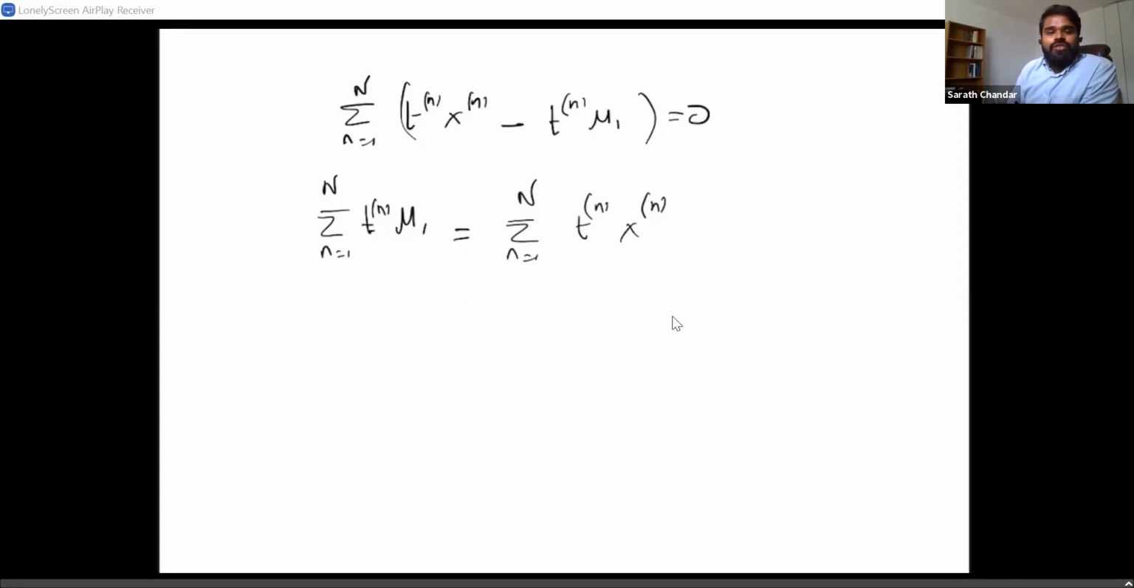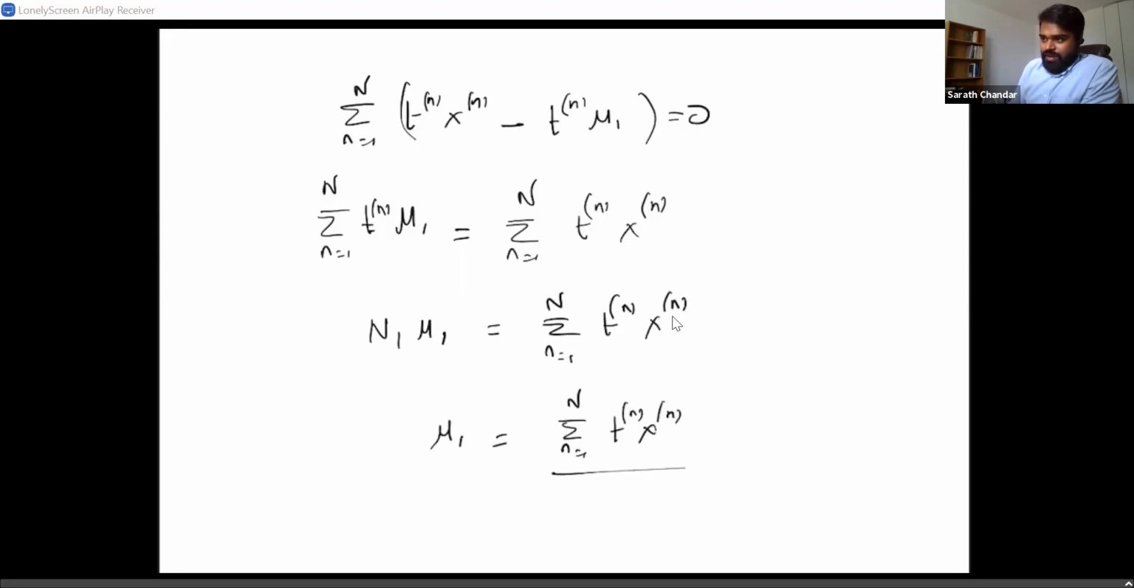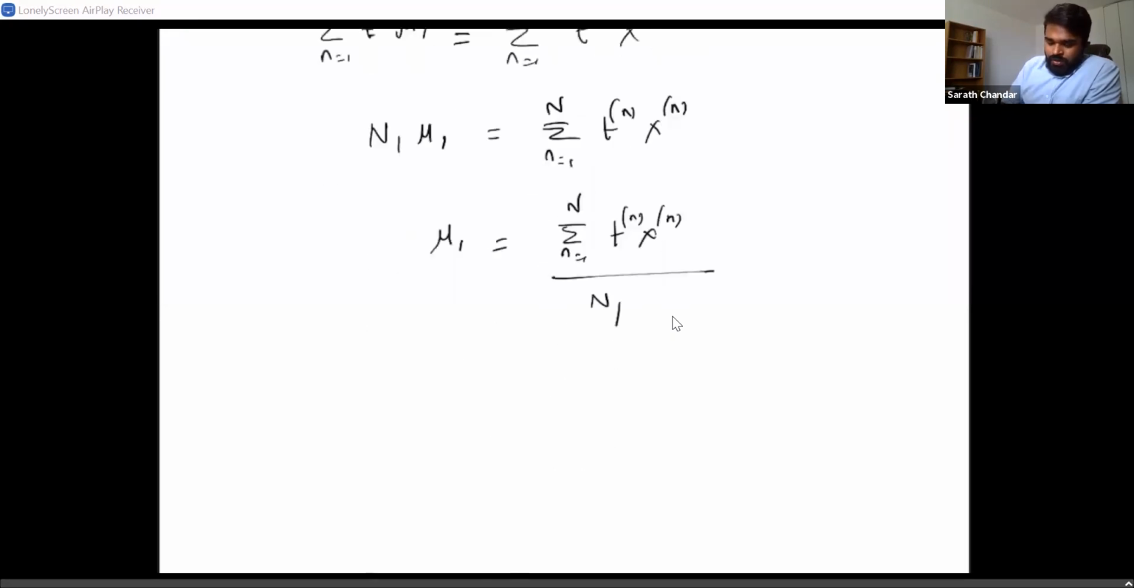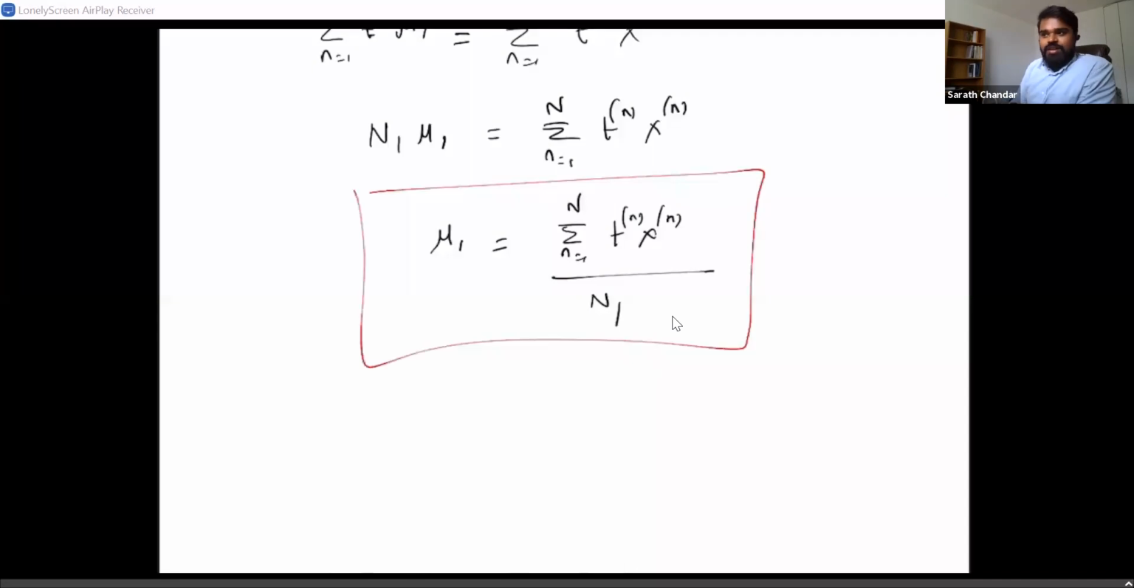Now if you look at the left-hand side, the summation is only over n, so this term becomes N1 times mu1, okay? So this is equal to summation over n is equal to 1 to N, t_n. So mu1 is given by summation over n is equal to 1 to N, t_n x_n divided by N1. Okay, so now this is my mu1.